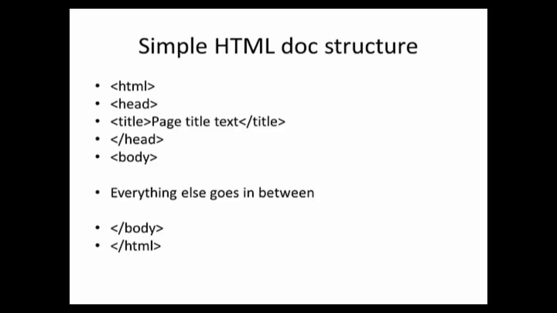The next section is the heading section. So we've got an open head tag and a closed head tag. And then we have a pair of title tags, and inside the title tags would be your page title text. That's what displays in the top of your web browser. And then we have a pair of body tags, and within the body tags goes everything else. So anything that's going to display to you on the web page itself will be between those two body tags.